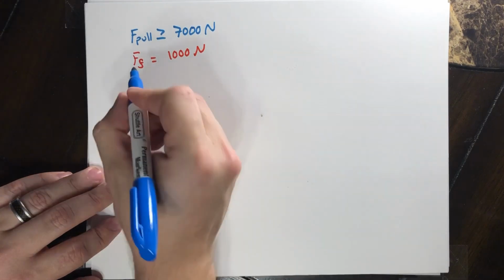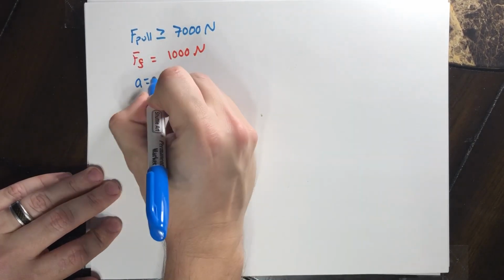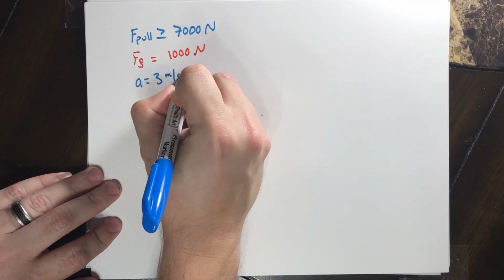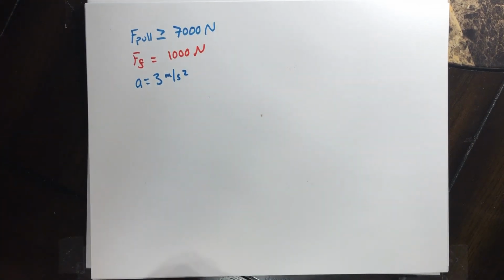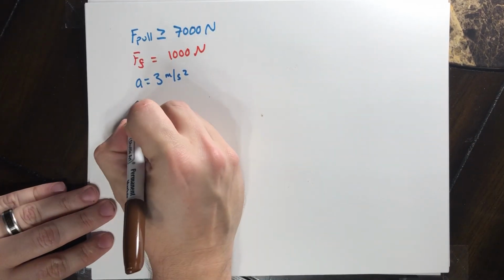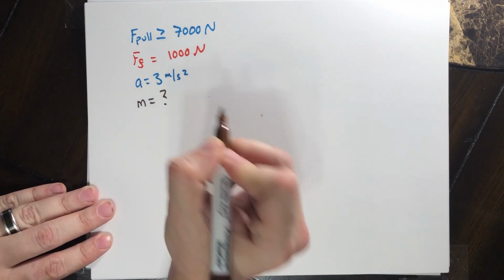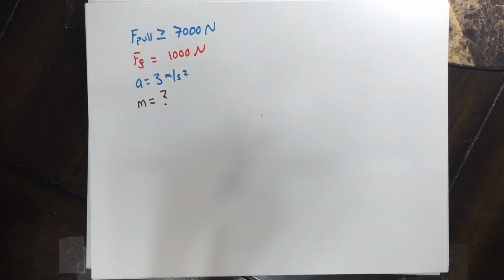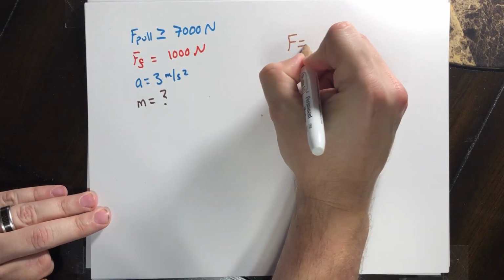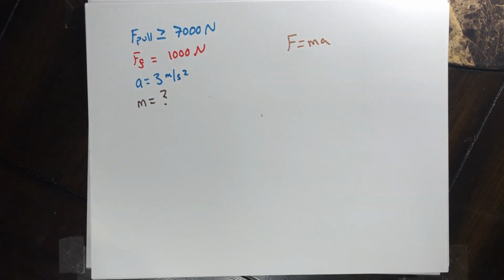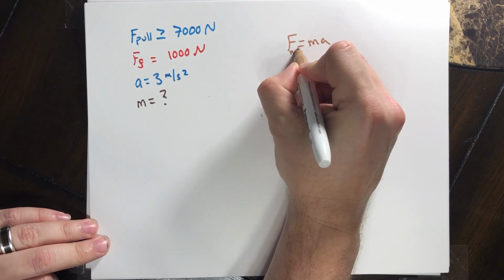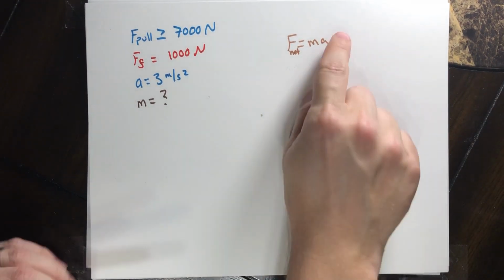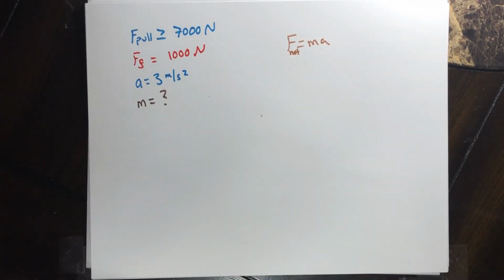We know that our total acceleration is 3 meters per second squared. And we also need to know what the mass is, so that's what we don't know. Well, this is a simple thing. We're going to use F equals ma, force equals mass times acceleration. But in this case, it's the net force, because we want the total sum that gives us our acceleration. We can figure out the mass from there.